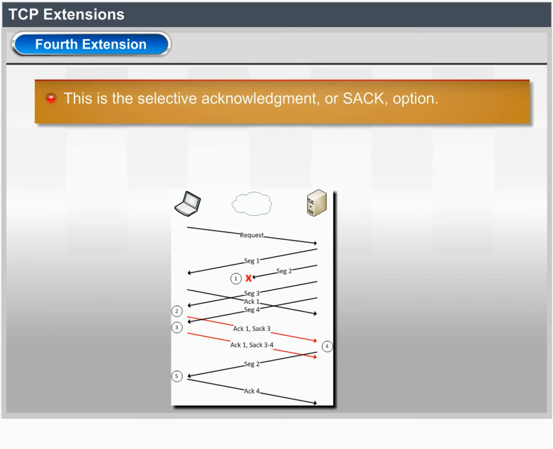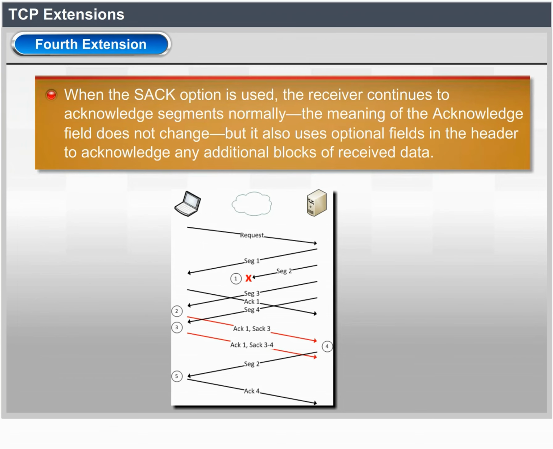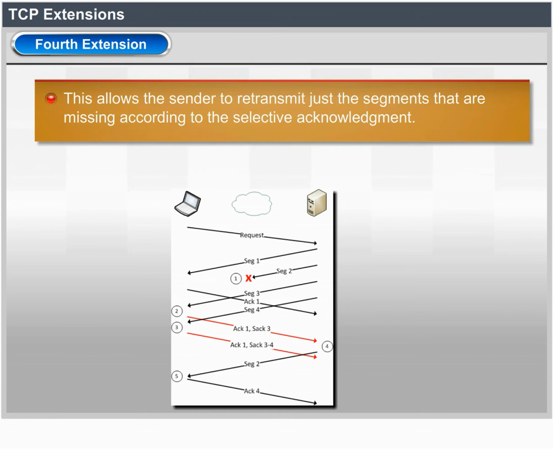When the SACK option is used, the receiver continues to acknowledge segments normally. The meaning of the acknowledgement field does not change, but it also uses optional fields in the header to acknowledge any additional blocks of received data. This allows the sender to retransmit just the segments that are missing according to the selective acknowledgement.